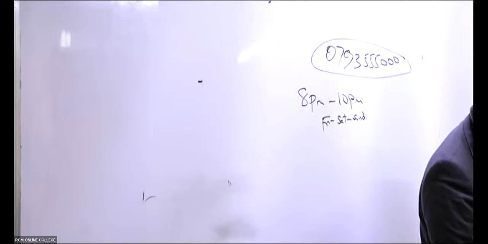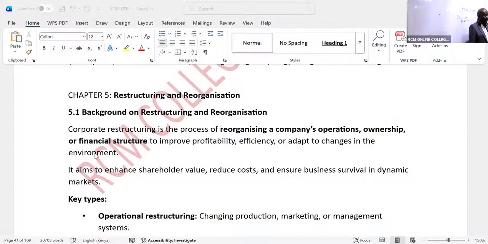So then I'll be able to dive straight away to you, first of all, understanding. Are you guys there? Great. Restructuring and reorganization. Background, have you gotten it? Corporate restructuring is the process of reorganizing a company's operations, ownership, or financial structure to improve profitability, efficiency, or adapt to changes in the environment. It aims to enhance shareholder value, reduce costs, and ensure business survival in the dynamic market.